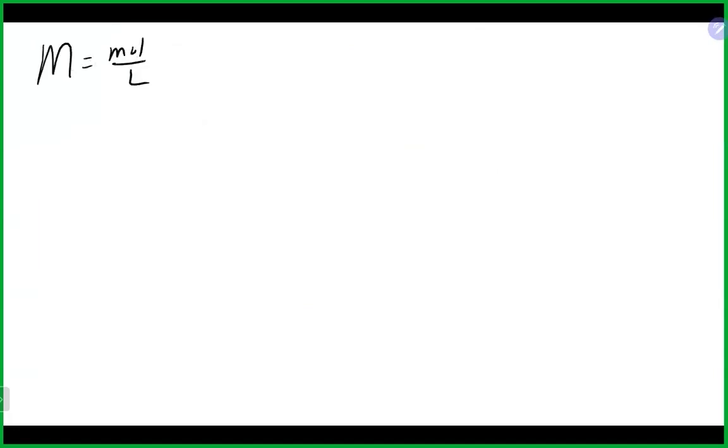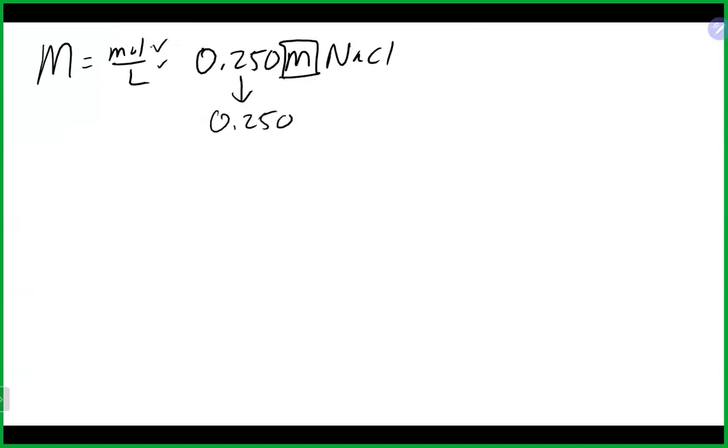So, for example, if I had a 0.25 molar solution of sodium chloride, and again, this big M means that if I take that M out, it is these 2 units, and the number stays with the moles part, and it's per liter of sodium chloride. That is the same thing.